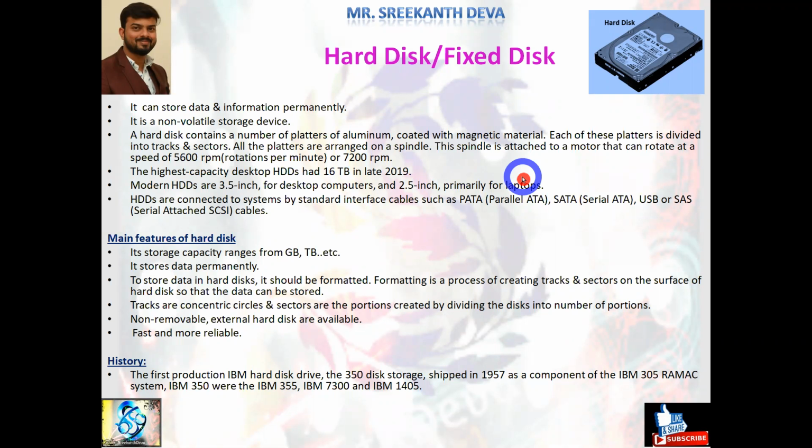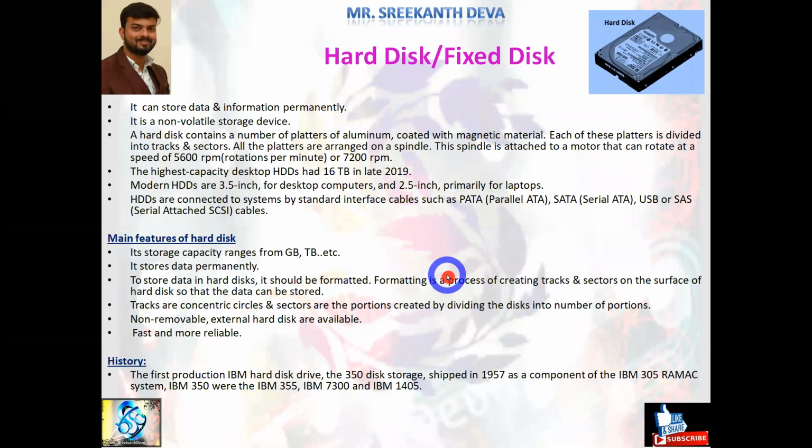A hard disk stores data permanently. It is a secondary storage device and it is non-volatile in nature. The highest capacity desktop hard disk was 16 TB from 2019 onwards. Modern hard disks are 3.5 inches for desktop computers and 2.5 inches primarily for laptops. These hard disks are connected to the system by standard interface cables such as PATA, parallel ATA, SATA, serial ATA, USB or SAS, serial attached SCSI. This is the way we connect them to the computer.